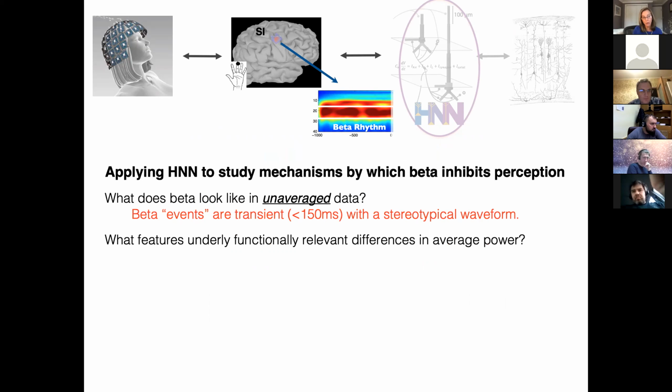So now we can ask, well, what features underlie these functionally relevant differences in average beta power that we've seen? Remember, on average, if beta is there, I don't feel the tap to the finger.